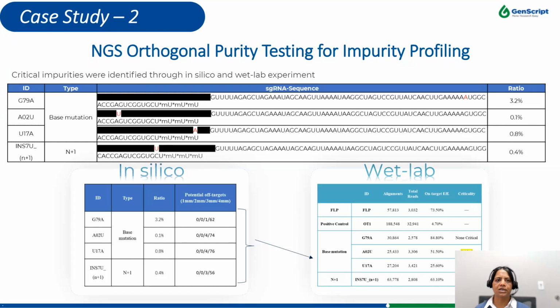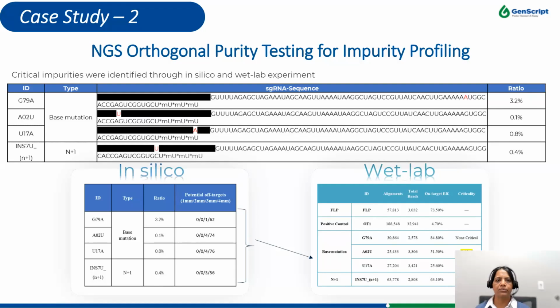This is a real case study. We worked with one of our clients. We blacked out the guide region and found that using NGS, we could detect the mutations, including the base mutation and N+1 mutation at different levels. Using in silico prediction, we assess whether these mutations would have any off-target potential in gene editing experiments. And we discovered that certain mutations such as A2U and U2A have a higher potential to cause off-target effects.